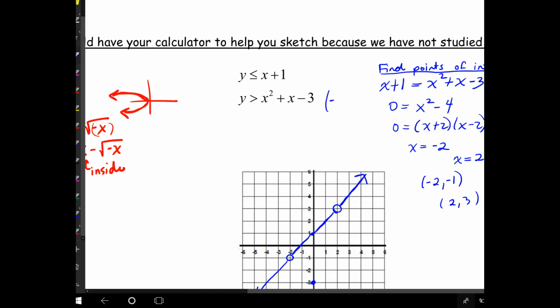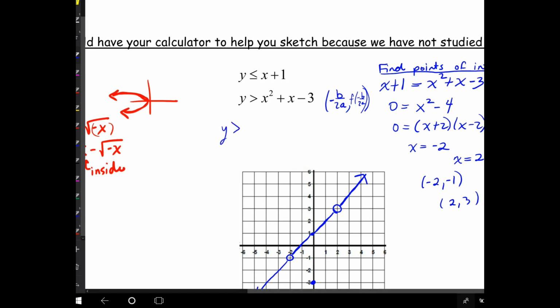Do you guys remember the vertex is at -b/2a, and then whatever the corresponding y value is? So f at -b/2a. Parabolas always show up on ACTs and SATs. So if you remember that, great, and you could figure out what the vertex would be.